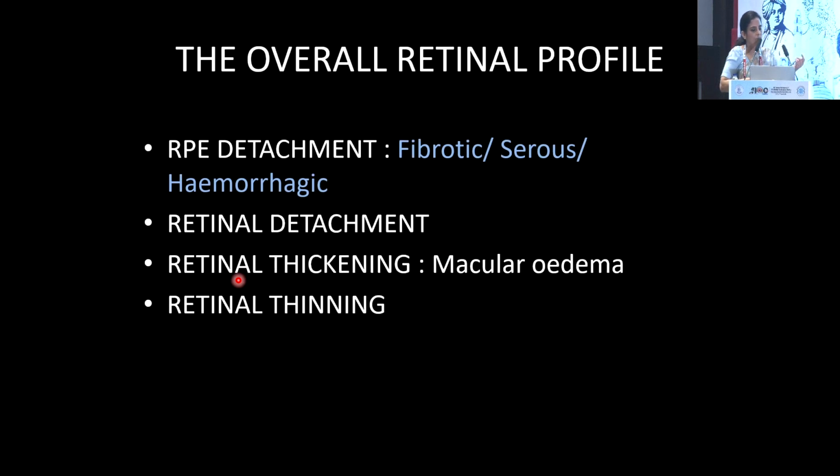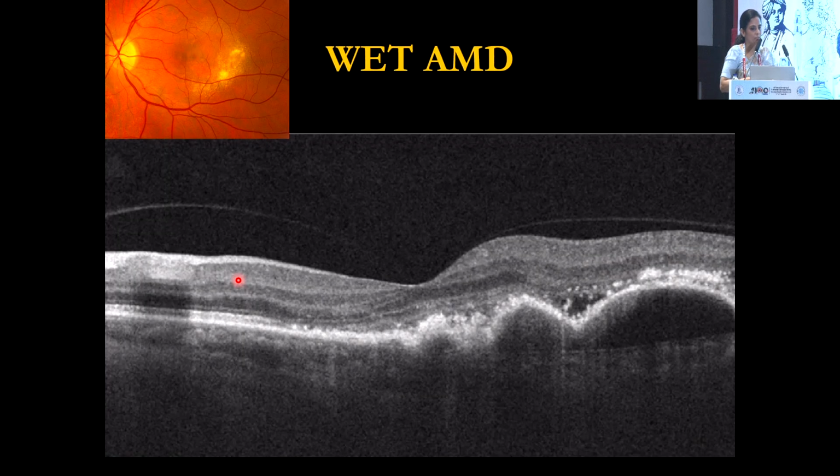First see if there's a pigment epithelial detachment and what kind it is. Is there any fluid below it, or is there any fibrous material? Is it fibrotic, serous, hemorrhagic? Then see whether there's a retinal detachment, whether there's any subretinal fluid. Then look for retinal thickening, whether there are any intraretinal cysts, and then look out for retinal thinning.